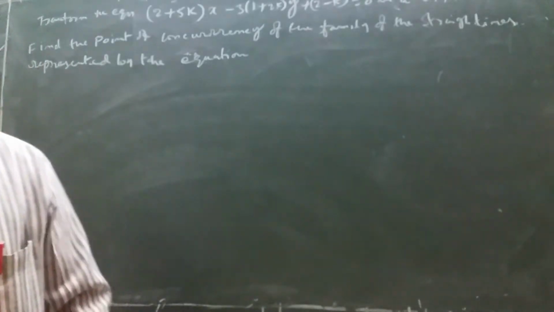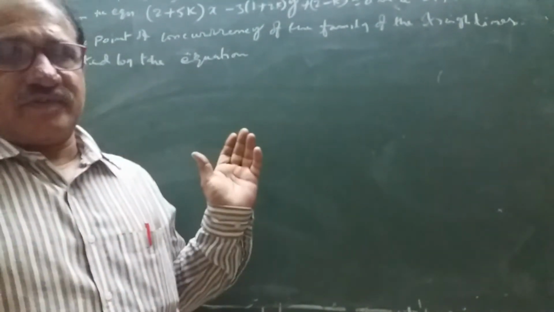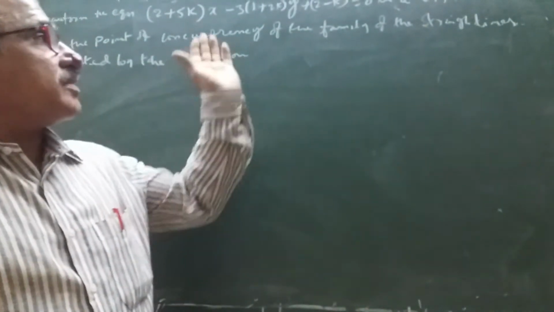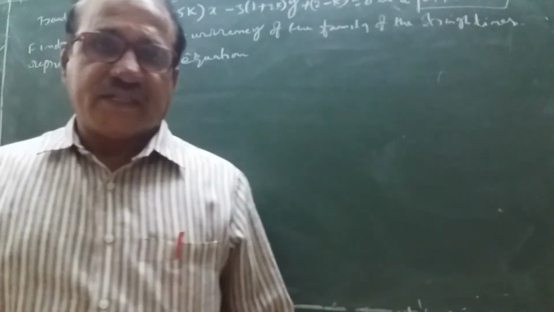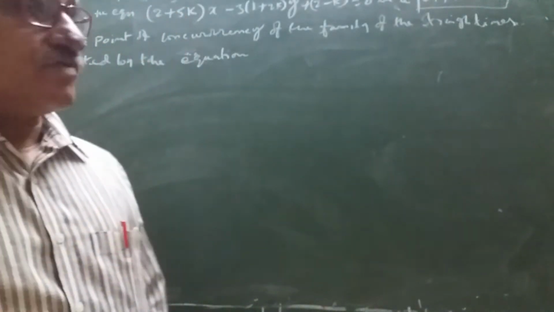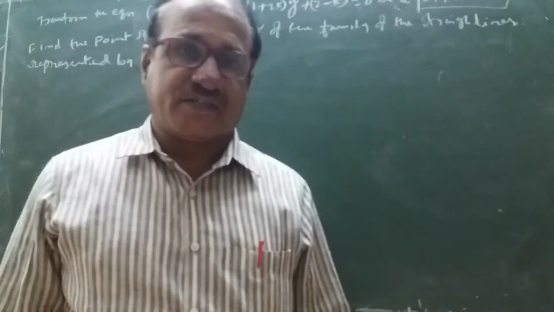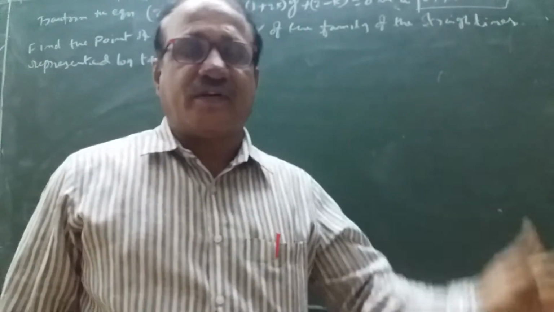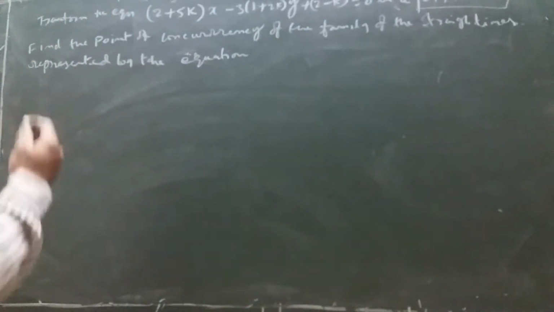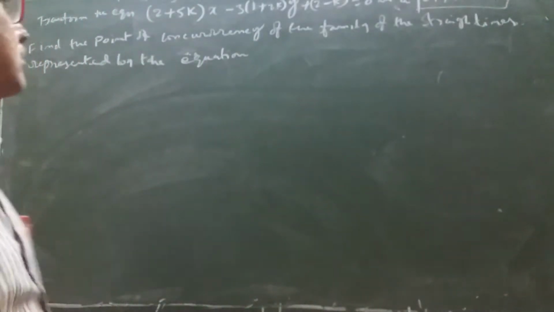Here we have to give an equation. We have to transform the given equation into L1 plus lambda L2 is equal to 0. First we have to transform, then we have to find the point of concurrency. Point of concurrency is nothing but the intersecting point of L1 and L2. Okay. First we have to check. The question is big but the answer is short.